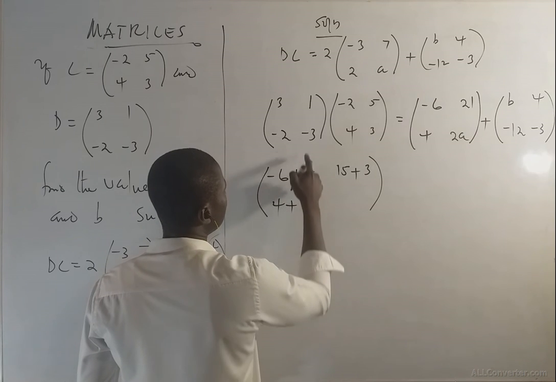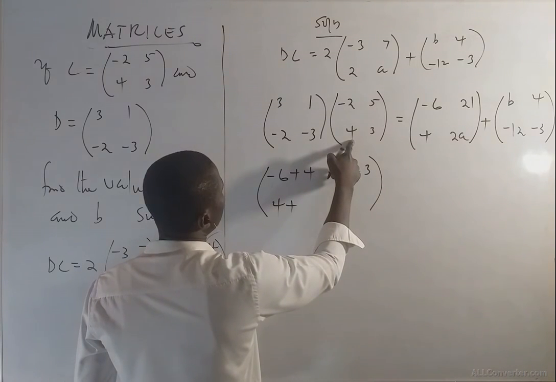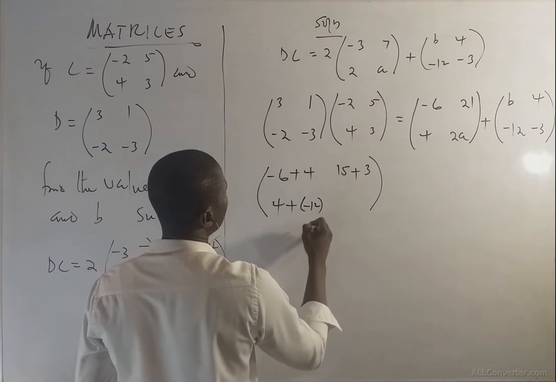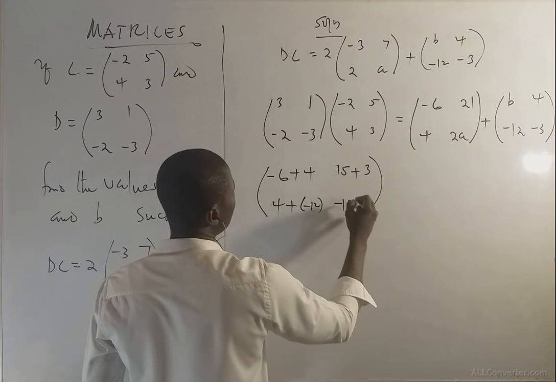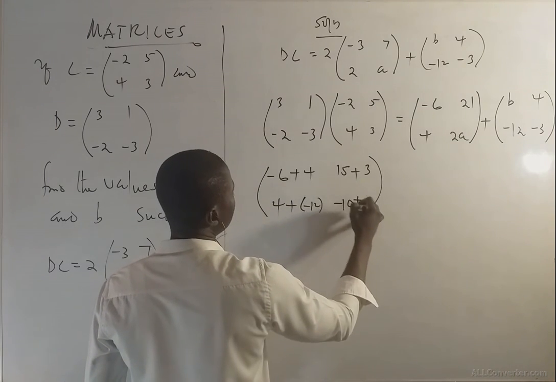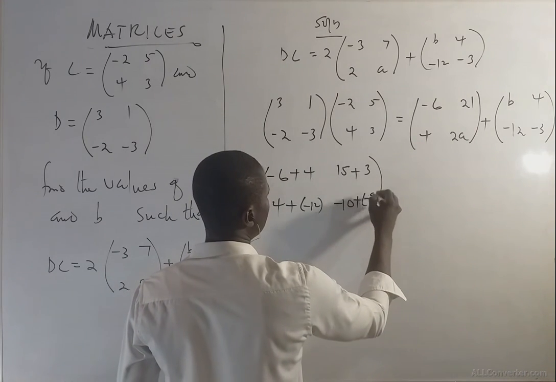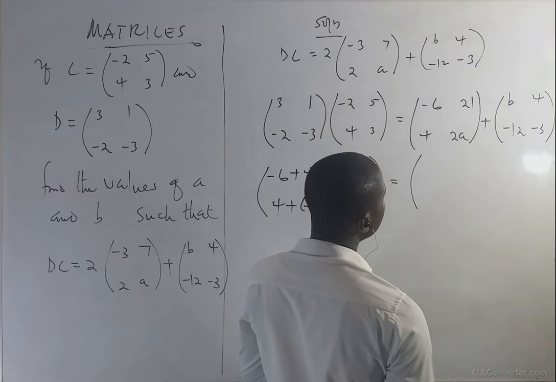Then plus -3 times 4 will give us -12. Okay, then -2 times 5 will give us -10. Then we have plus minus 3 times 3 will give us minus 9. Okay, so this will be equal to, now let's simplify the right hand side.